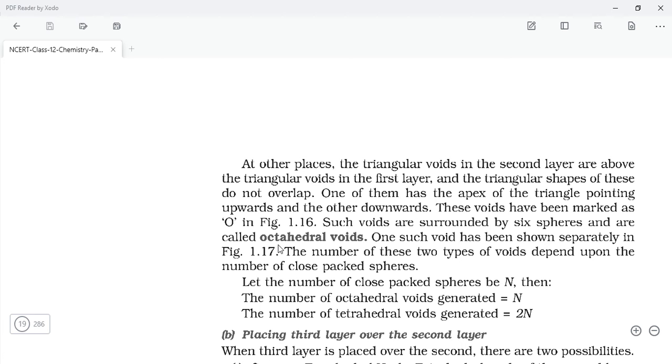And what is n? n is the total number of close packed spheres. Sorry, I just messed up. We are considering the octahedral voids generated to be equal to n, and the tetrahedral voids will be twice the number of octahedral voids generated.